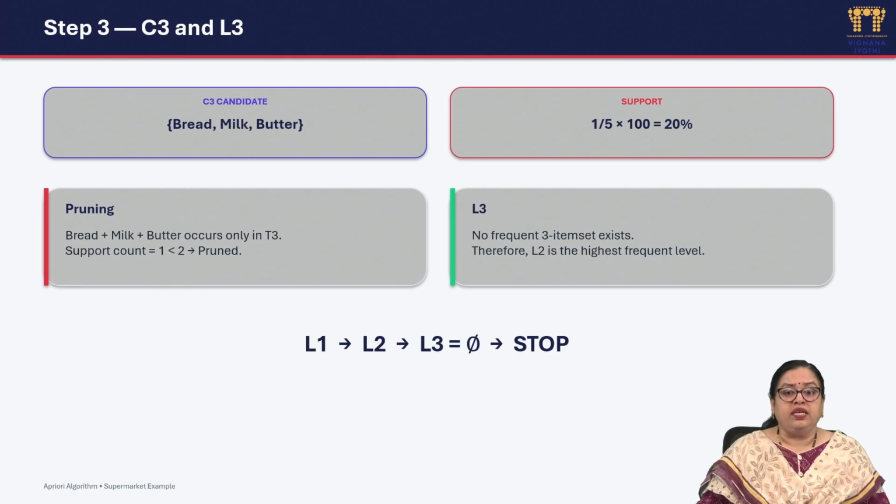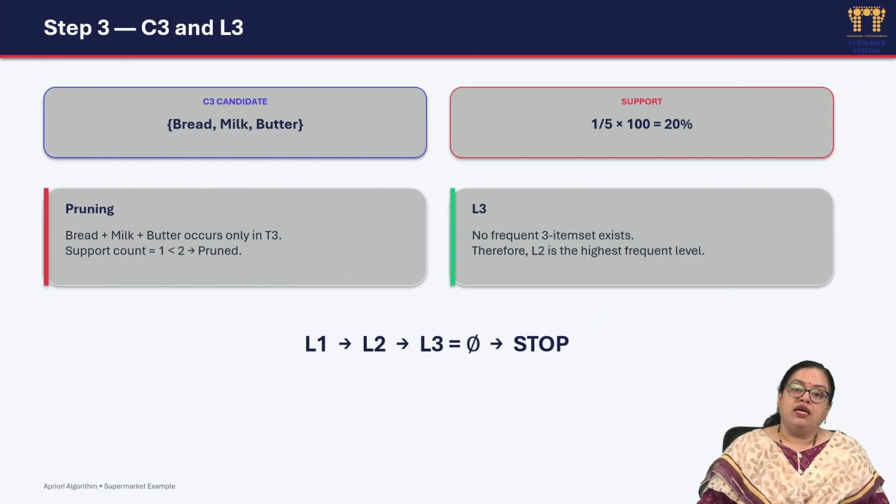Here, in candidate 3, we pruned it, and we get a support count which is less than 2. So we are not taking this. So no frequent 3-item sets exist. Therefore L2 is the highest frequent level.